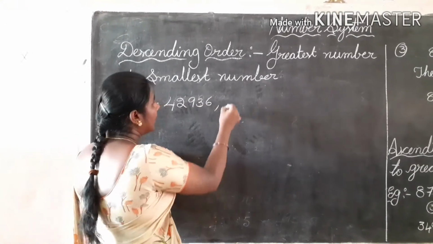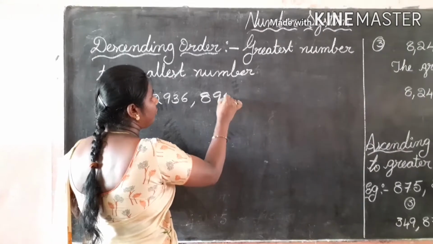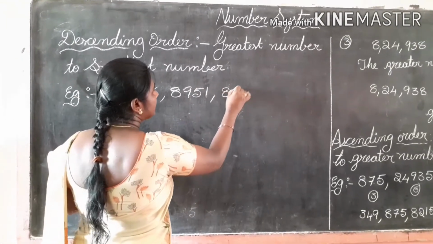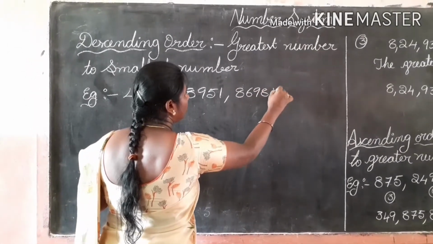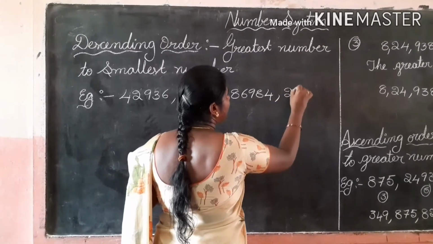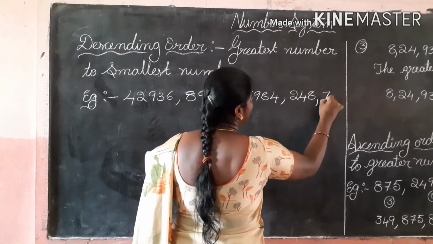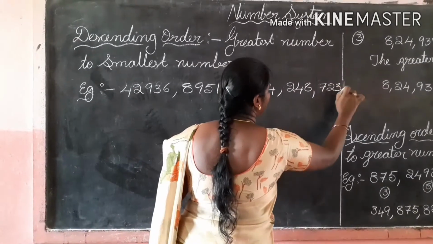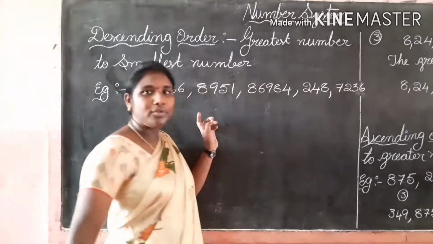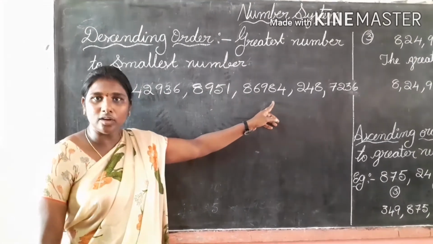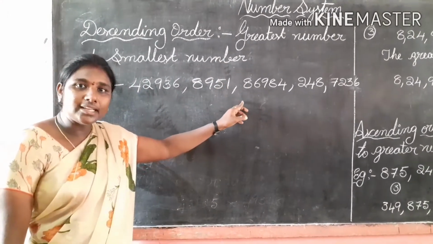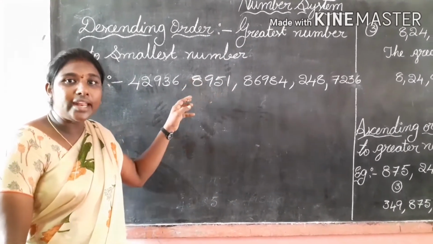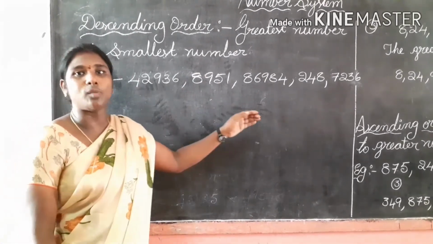42,936, 8,951, 86,984, 248, 7,236. We have to arrange these numbers in descending order. While we are arranging them in descending order, we have to arrange the numbers from greatest number to smallest number.